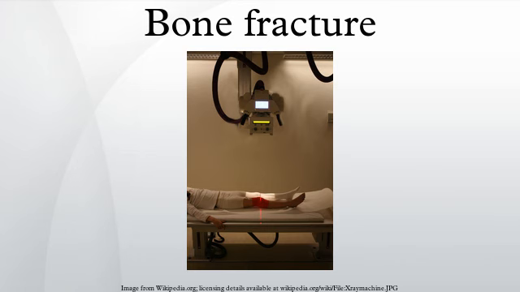Rib fracture, sternal fracture, shoulder fracture, clavicle fracture, scapular fracture. Arm fracture, humerus fracture, supracondylar fracture, Holstein-Lewis fracture, a fracture of the distal third of the humerus resulting in entrapment of the radial nerve. Forearm fracture, ulnar fracture, Monteggia fracture, a fracture of the proximal third of the ulna with a dislocation of the head of the radius.